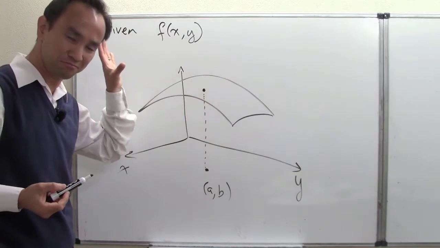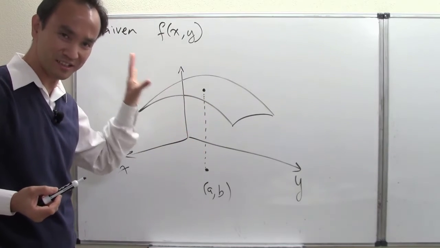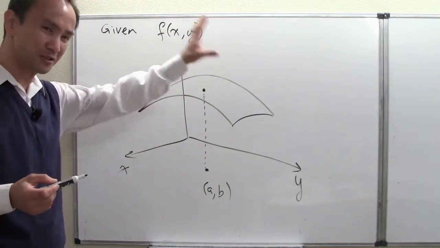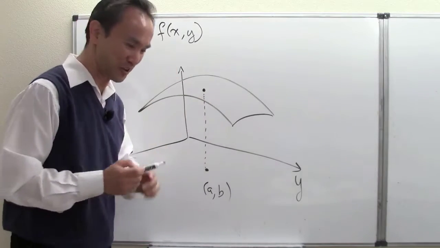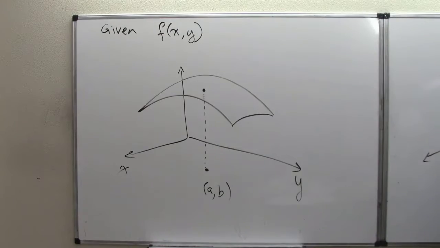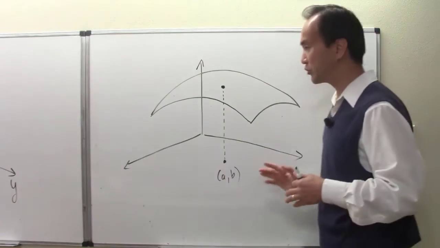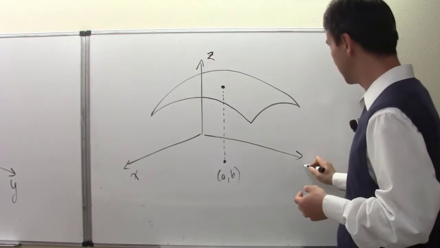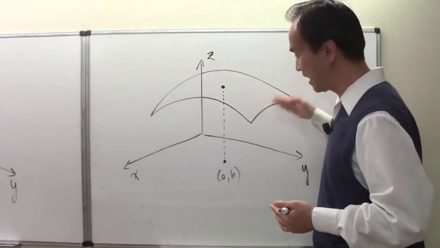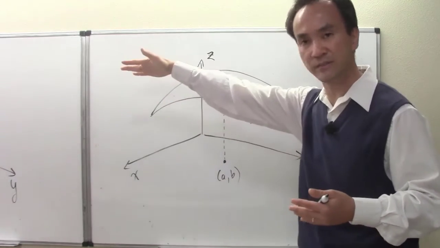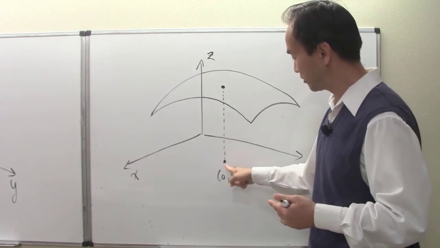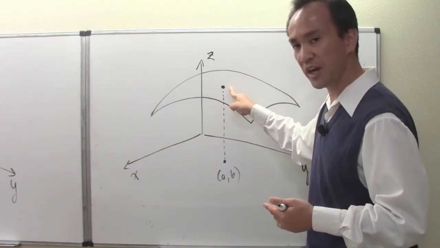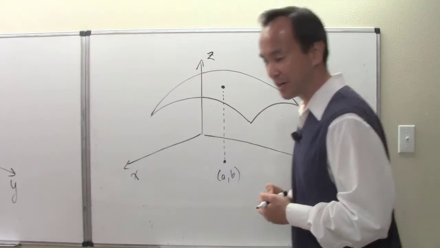Allow me to duplicate this picture and make an exact copy on my other board, because I need two copies of the same picture of the same function at the same time. I'm trying to be as close as I can, but this is once again the surface that represents the graph of our given function f of x comma y. And once again, at that point a comma b on the x and y floor, we have a point right on the surface itself.